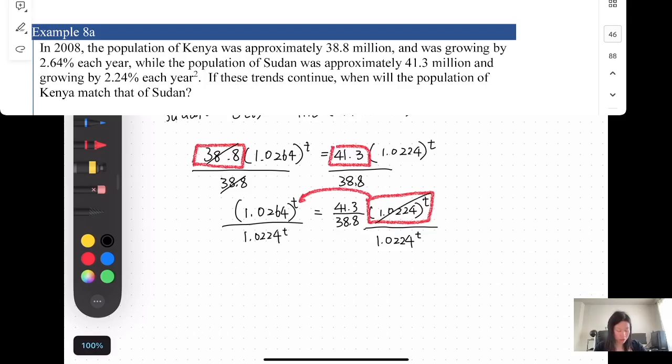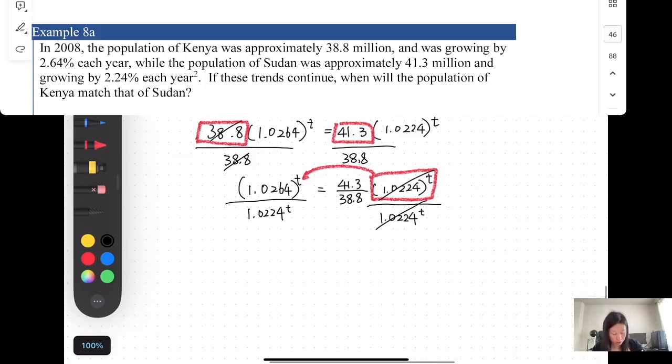Okay, so that means this one got cancelled. So the function is going to become 1.0264 over 1.0224 to the t power equals 41.3 over 13.8.